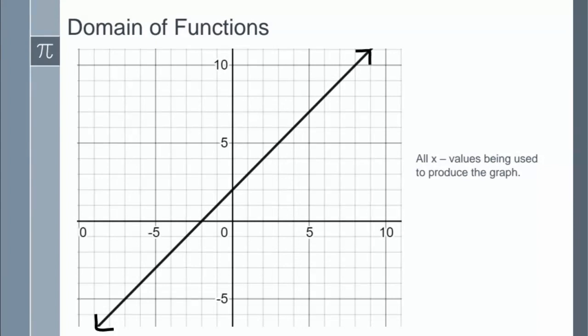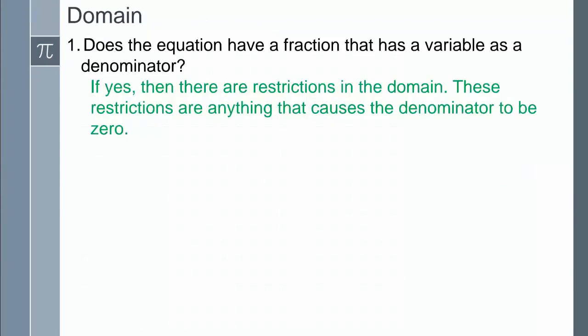If I were to ask, what is the domain of this graph? Well, it's all real numbers, right? This graph is going forever to the left and forever to the right. So the domain of the function has to do with all the x values that it can contain. On this question, does it have a fraction that has a variable as a divisor? No. Since it doesn't have a fraction, there are no restrictions.